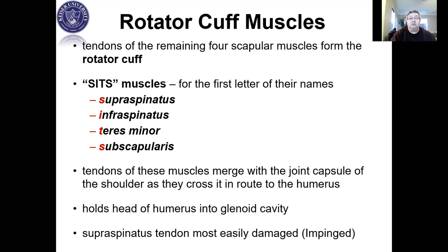So, supraspinatus is the first muscle. Infraspinatus is the second. Teres minor is the third of the rotator cuff muscles. Those are on the posterior side of the body. The last S is the subscapularis muscle, and that's located on the anterior side of the body.